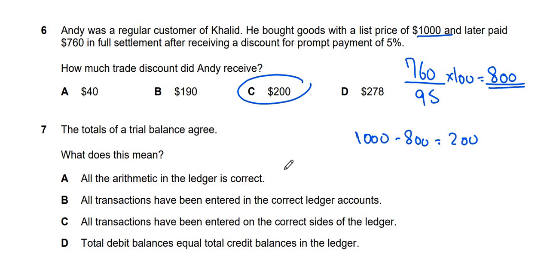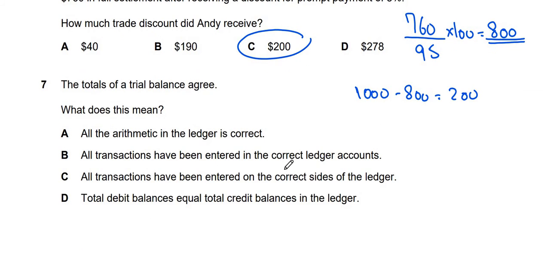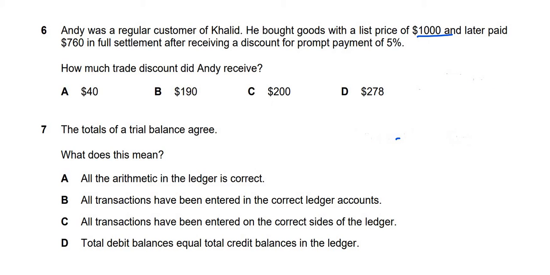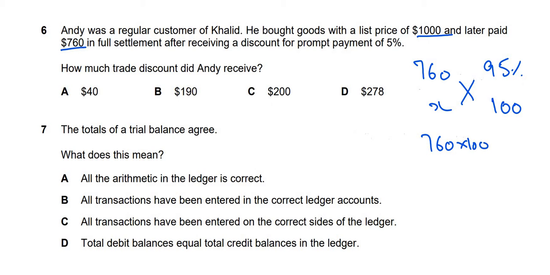Okay. Moving on to the next, if you guys are confused where how I got 95, there is another way to teach you. The other way is actually this 760 represents 95% of the payment. And before the discount, the payment was 100%, which means X. So basically, that's how we did cross multiply. 760 multiplied by 100 divided by 95. That's how we got 800.